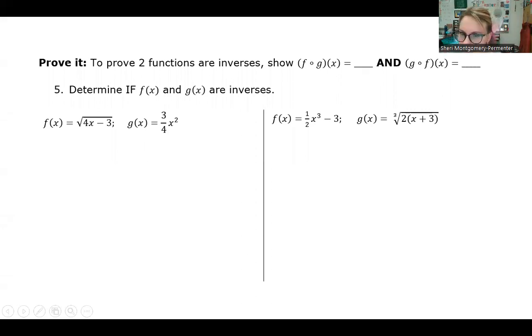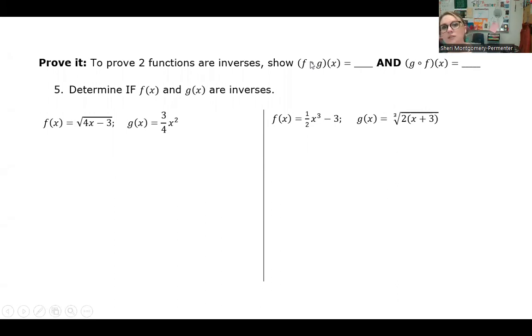We are almost done, but we got to talk about one last thing. So we are going to prove whether or not functions are inverses. So I encourage you to put your phones back away because we are not done. To prove if two functions are inverses, you must be able to show, and what's this new symbol? This is a new symbol. We learned it last time.